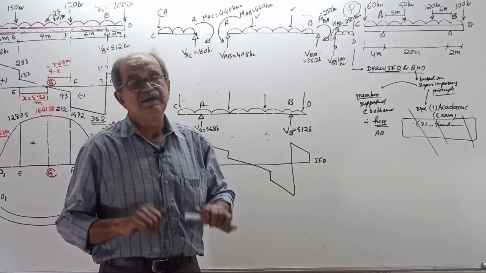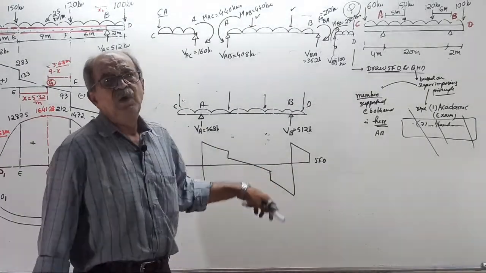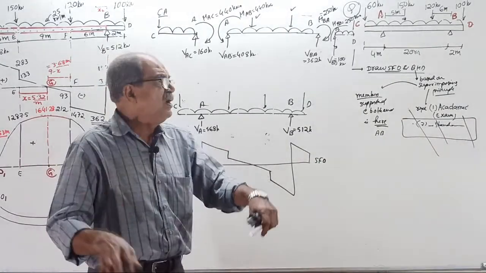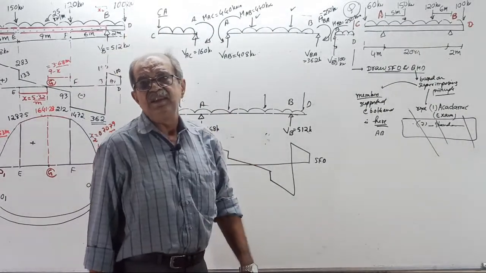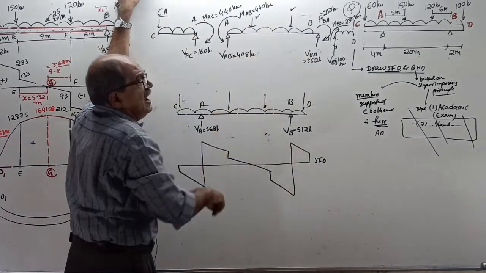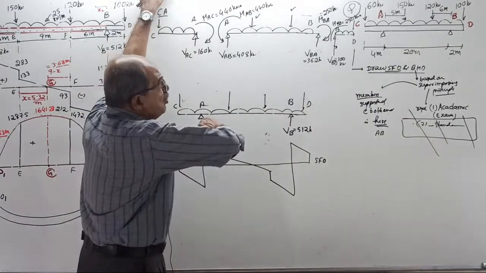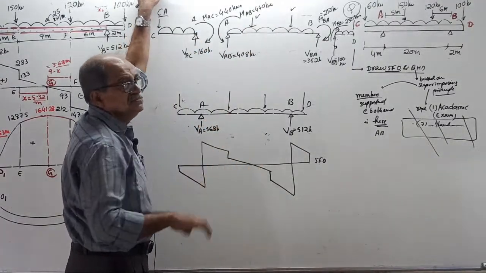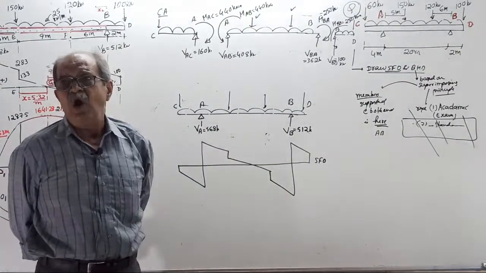Now see, this is the point where SFD crosses the baseline. You need not locate it, because this is the point where the shearing force diagram crosses the baseline. At that point, for member AB, BM will be maximum or, in a rare case, minimum. If the curve goes up, the peak value will come. If the curve comes down, again the lowest value will come. That is the principle: this point is either maximum or minimum.